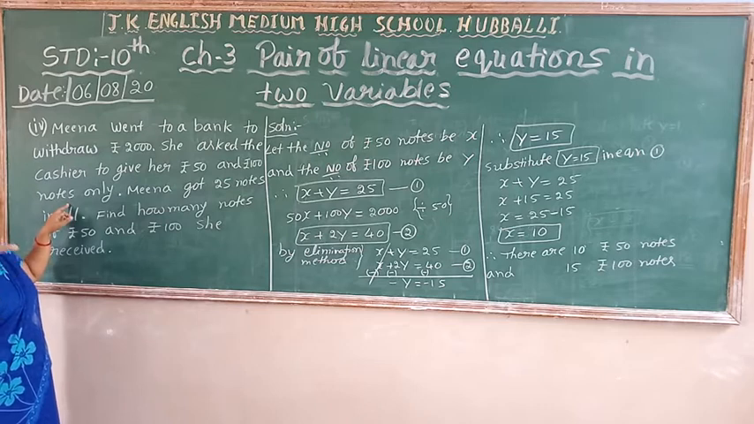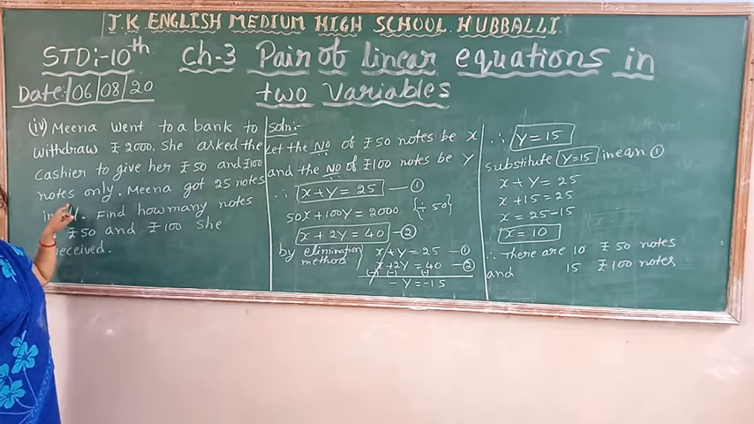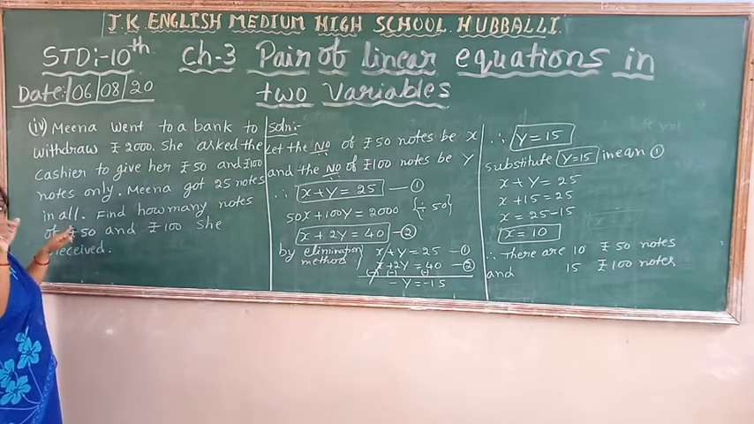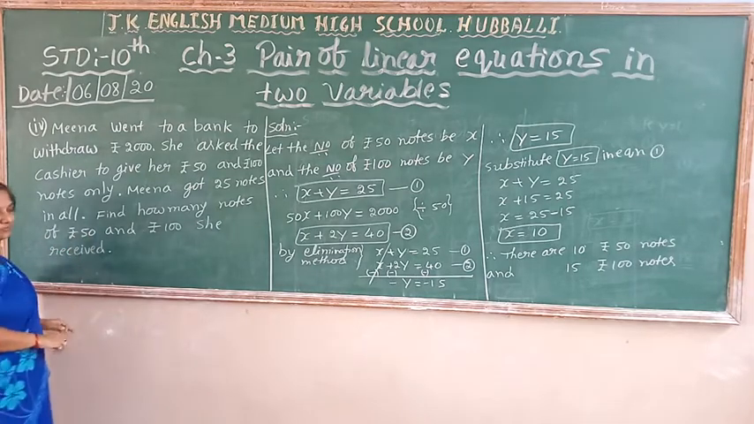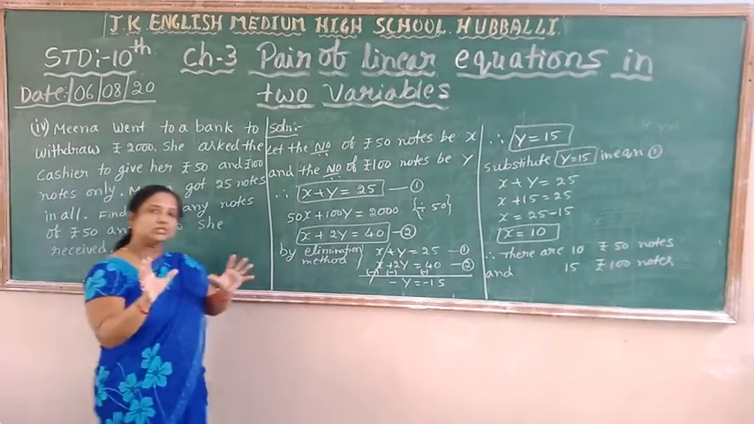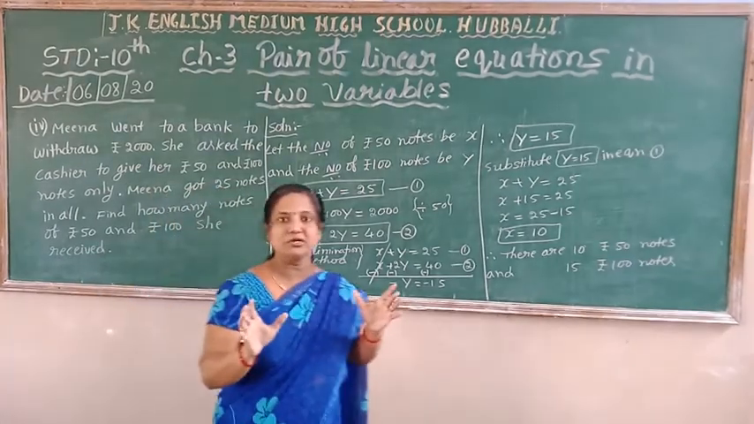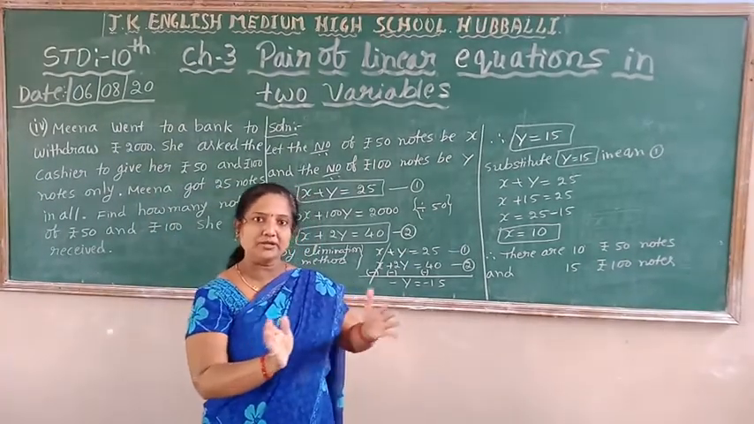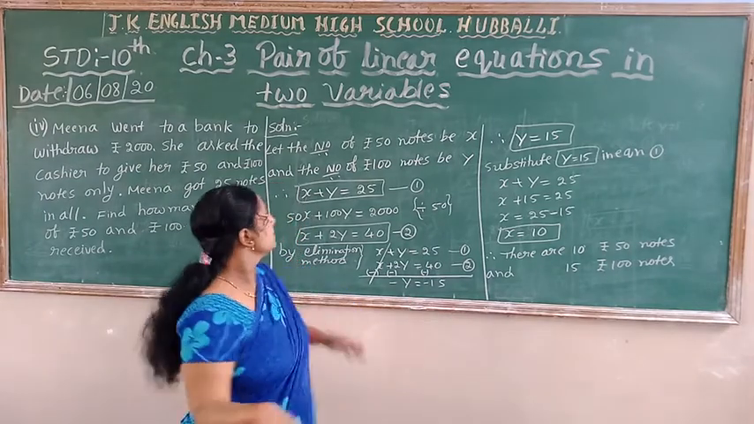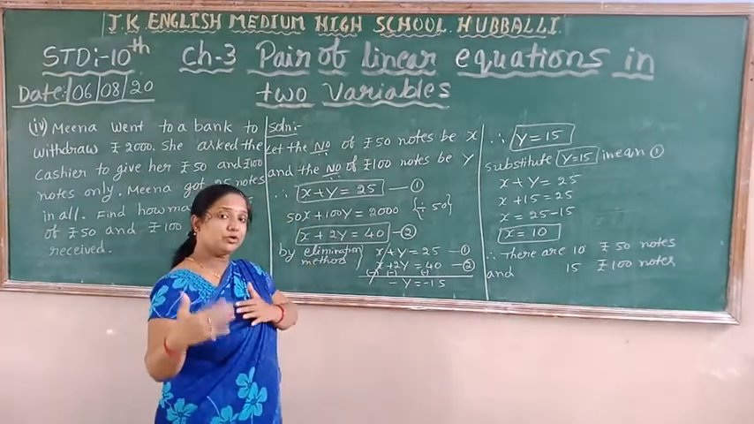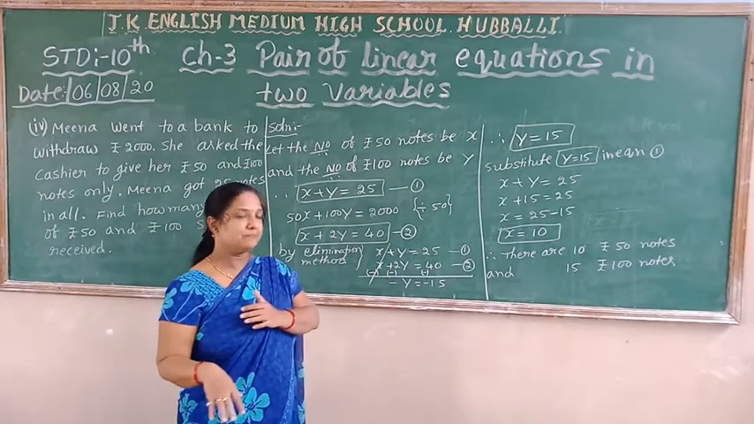Meena got 25 notes in total. The cashier gave 25 notes. Find how many notes of rupees 50 and rupees 100 she received. We only know the total number of notes she got, 25. But we don't know how many 50 rupee notes and how many 100 rupee notes she got. So to find what we don't know, we keep it as a variable.